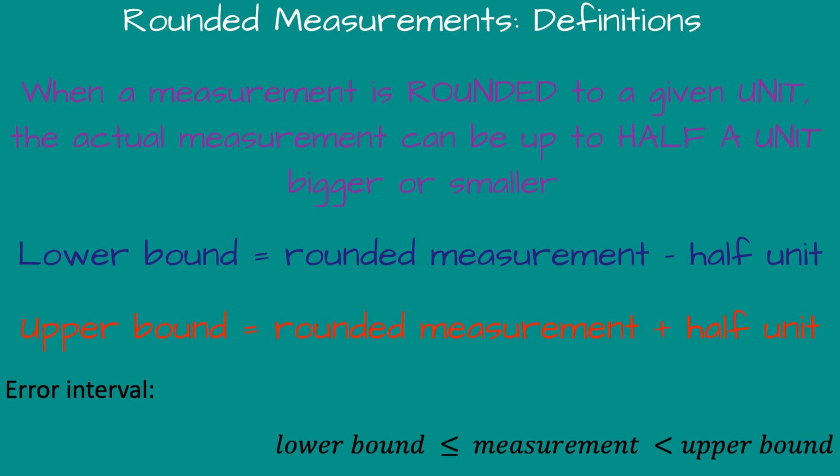Now for some worked examples. We'll start with some questions that give you the degree of accuracy as a given unit. Then we'll move on to questions with values that are rounded to a number of decimal places or significant figures. In these cases, you will first calculate the degree of accuracy as a unit. This will enable you to calculate the upper and lower bound.